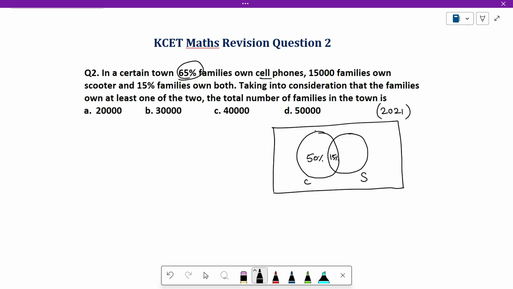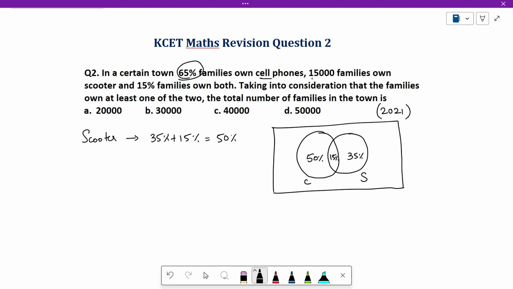Now for the overall circle, since all the families are included in these circles, we have to add everything and it should be 100%. So 50% plus 15 is 65, plus 35% makes it 100. So the cell phone category is 50 plus 15, which is 65%, and the scooter category is 35 plus 15. So the number of families owning scooters is 35% plus 15%, which is 50%.